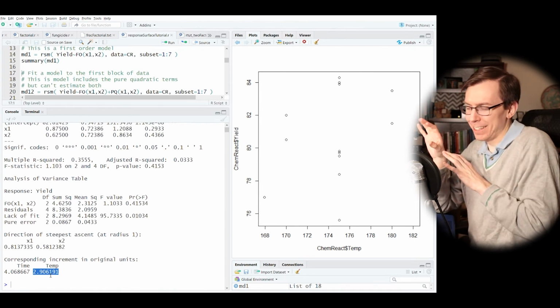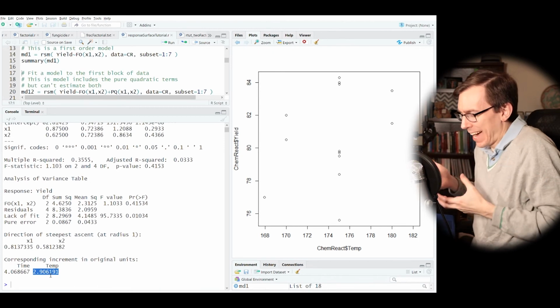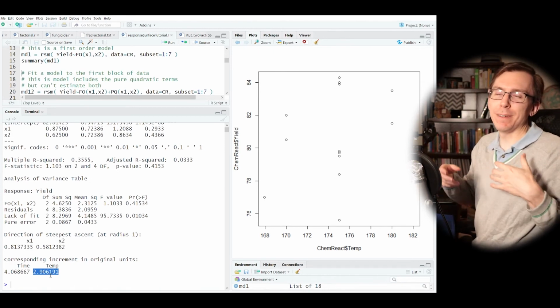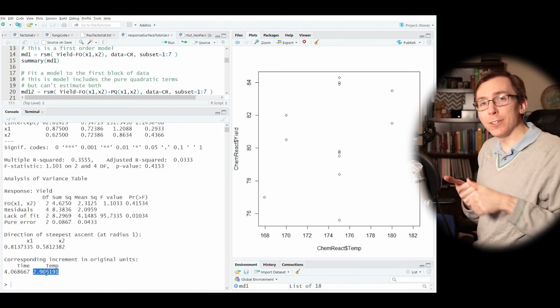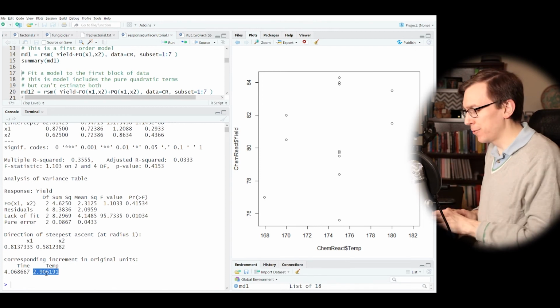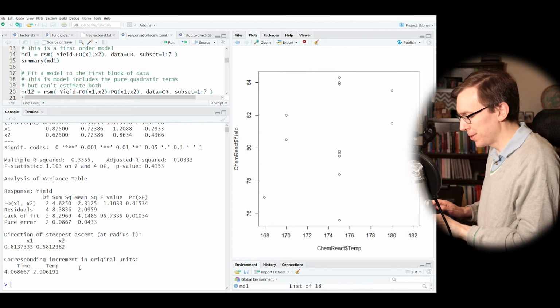Now, the first order model does not really fit the data well, so we don't want to actually do this, but that's what it would tell you if you did get a significant fit: this is the direction you would go in order to best increase the yield for whatever process is producing your data.